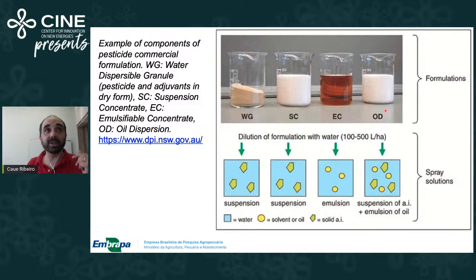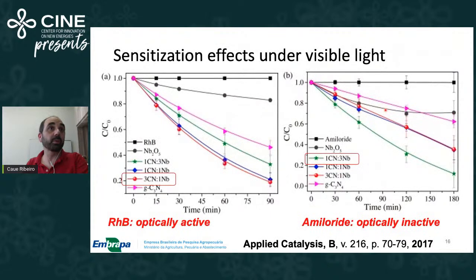And again, we have a second problem on that. The second problem is the limitation that we have in most of these catalysts to absorb only the UV light and not the visible light, which corresponds to most of the spectrum. And this is seen also by the sensitization effects that we have under visible light, which are well known by the people studying photocatalysis in general.